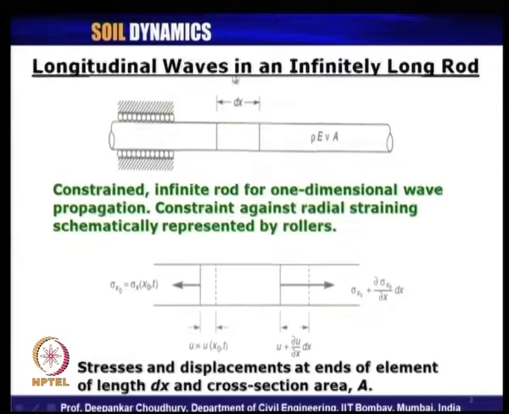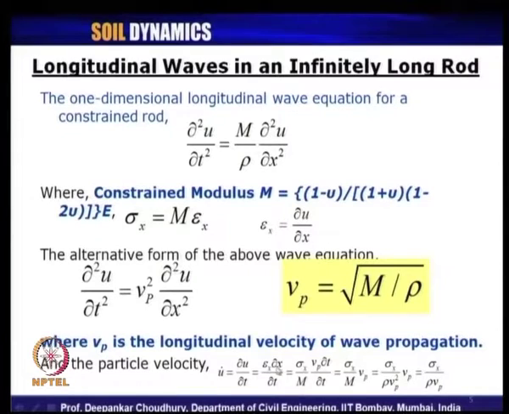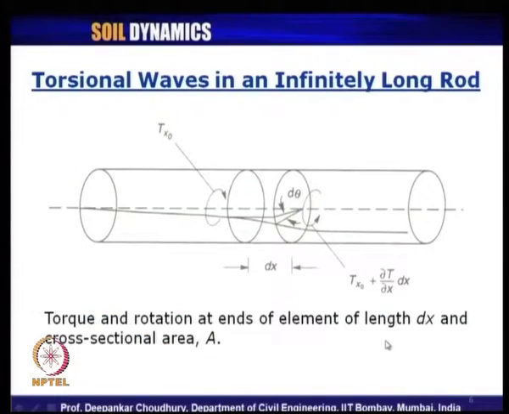We have considered the longitudinal wave equation in an infinitely long rod, which is constrained in the lateral direction, with material property like this, and we have seen how the one dimensional equation of motion can be derived in terms of stress and displacement of the particle. And finally, we have simplified that in this form, where V p is called the primary wave or P wave velocity, which is nothing but equal to root over constraint modulus by rho. Rho is the density of the material.